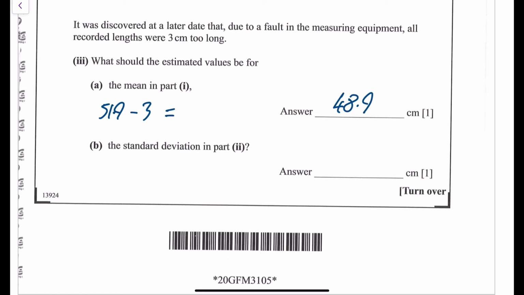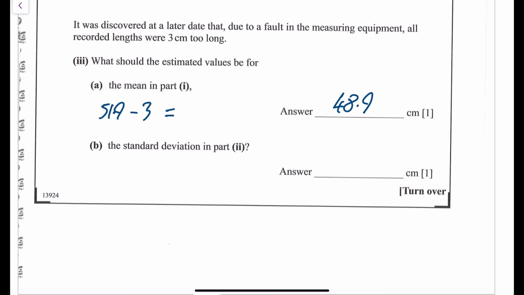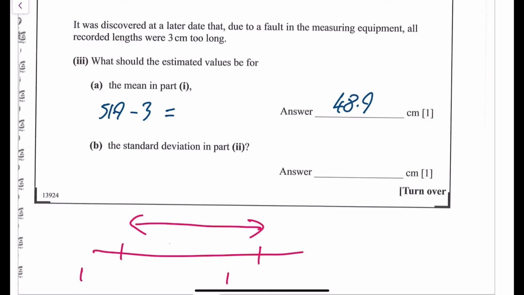The standard deviation. Now standard deviation is just a measure of spread. So if you imagine, here we have a scale, and that's how spread out my data is. If I shift them down by 3, they have the same amount of spread. So my standard deviation stays the same. And my standard deviation I just worked out, let me just check that. I worked out 3.59, to 2 decimal places.